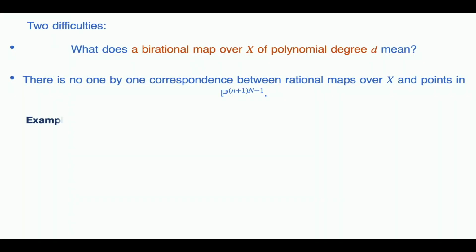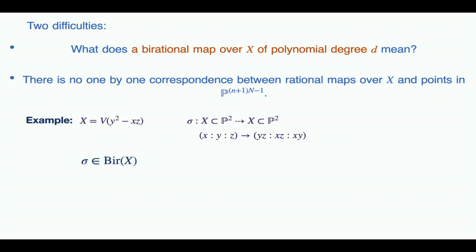I can explain again with an example. Suppose that we have this variety, okay? And suppose that we have the standard quadratic transformation. This time this map can be defined over X and is well defined over X. The equations will be in this variety. So this is a birational map over this variety X. What would be the polynomial degree of this map? Apparently, we can say that it is given by polynomials of degree 2. So is it correct to say that this map belongs to Bir X 2?